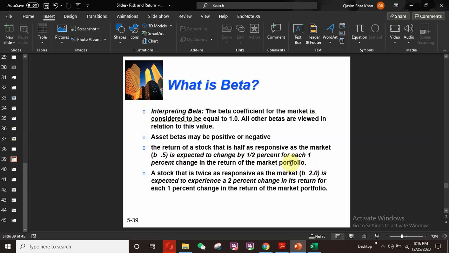of your asset return with the perspective of market portfolio return. So a stock that is twice as responsive as the market, let's say beta is 2, is expected to experience a 2% change in its return for each 1% change in the return of the market portfolio. Let's suppose the beta of your security is 2. At that time, if there is a 1% change in the return of the market portfolio, then the change in the return of your asset and security will be 2%, higher compared to the market.